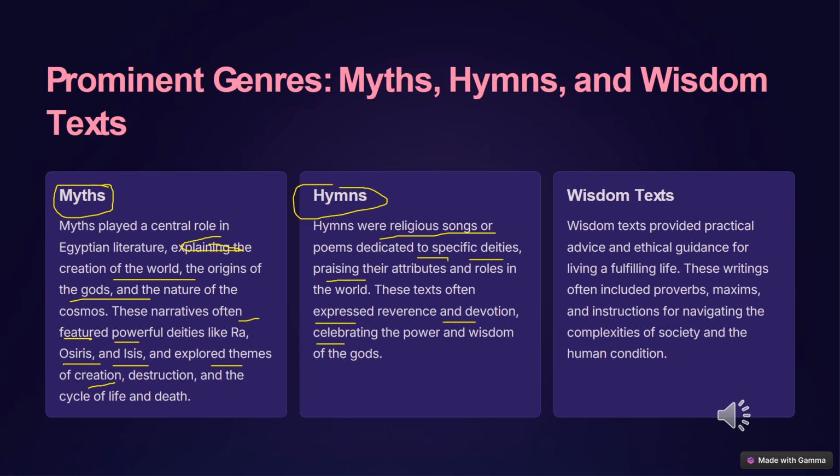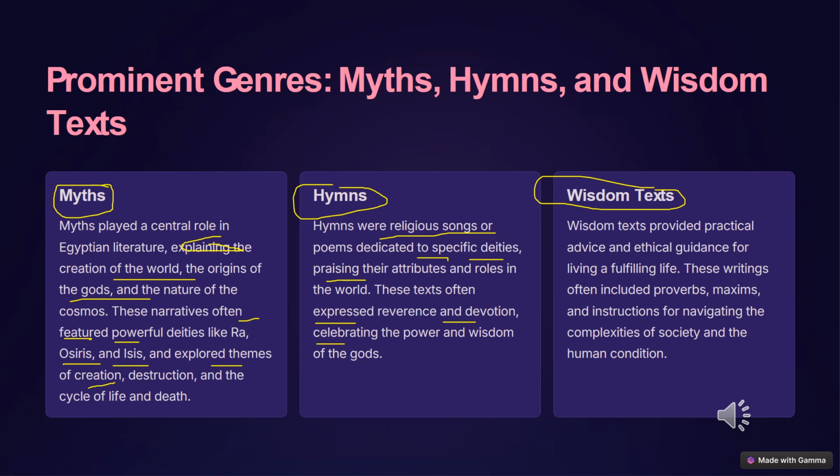Lastly, we have the wisdom texts. So these texts provide practical advice and ethical guidance for living a fulfilling life. These writings included proverbs, maxims, and instructions for navigating the complexities of society and the human condition. They were didactic tools aiming to instill moral values and social norms.